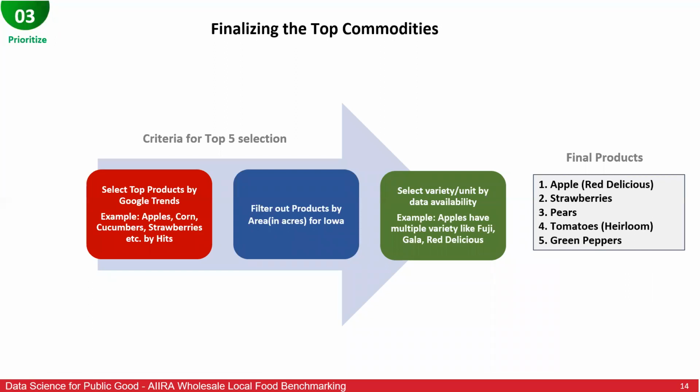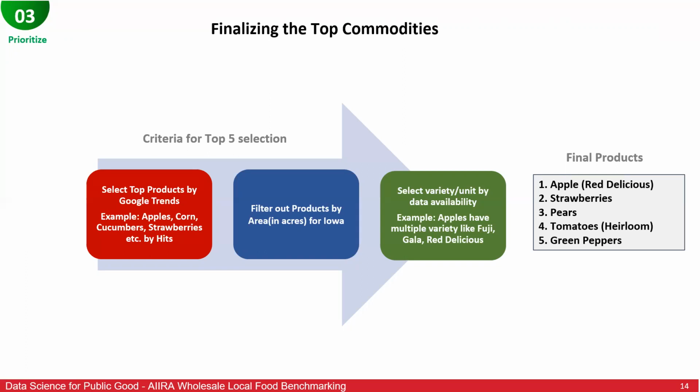And then on the next slide, from the data collection process, we gathered all of our data and we selected the top products by Google Trends hits, including apples, corn, cucumbers, strawberries. And we used that data as well as the data we scraped, and we found that we also had to filter those products by area and acres for Iowa. So basically determining what agricultural products pertain the most to Iowa farmers, what is grown the most in Iowa, what local foods are grown the most in Iowa, and stuff like that.